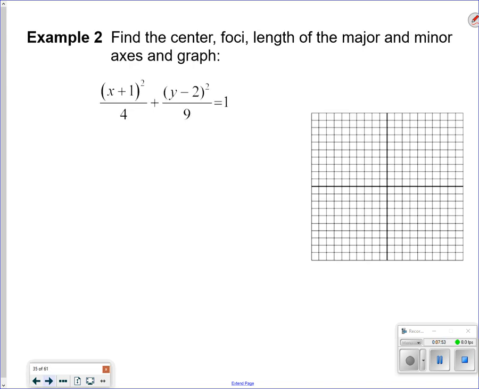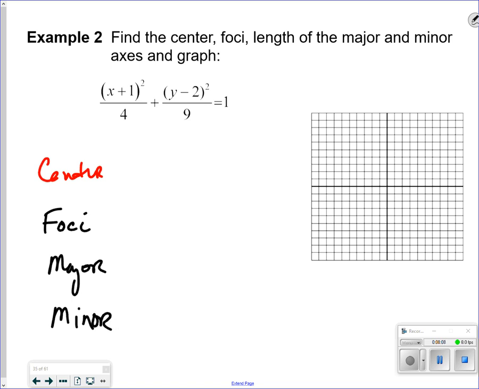Now do it in reverse. Here are the questions that you will have to answer. What is the center? What are the foci points? What is the major axis? And what is the minor axis? And when I say major and minor, I meant length of major and length of minor.